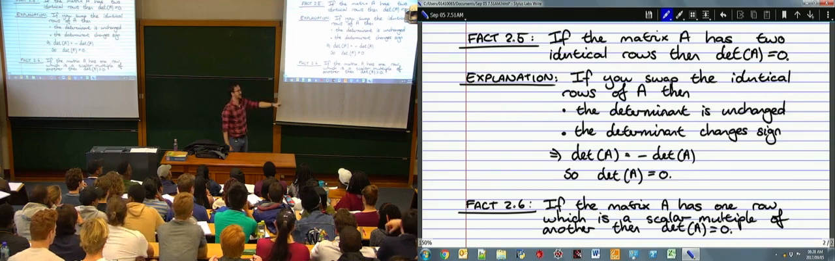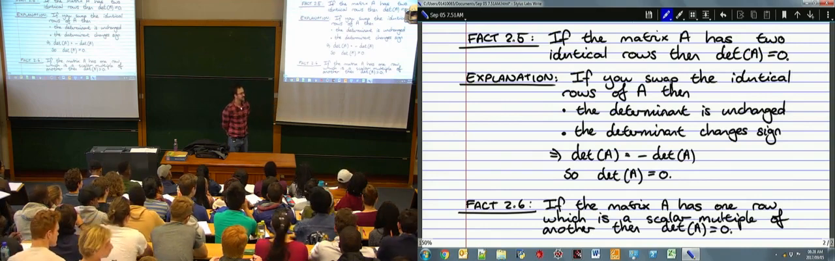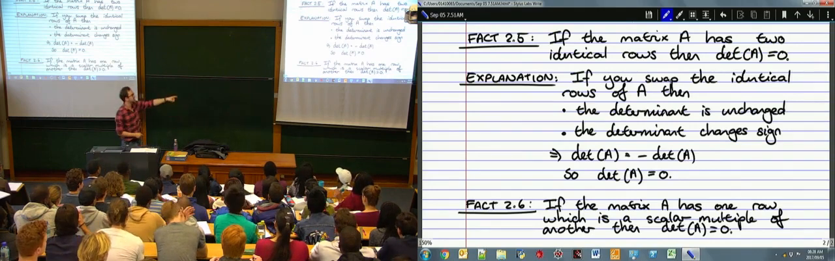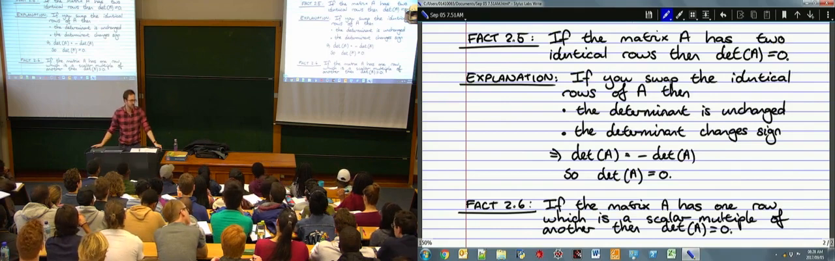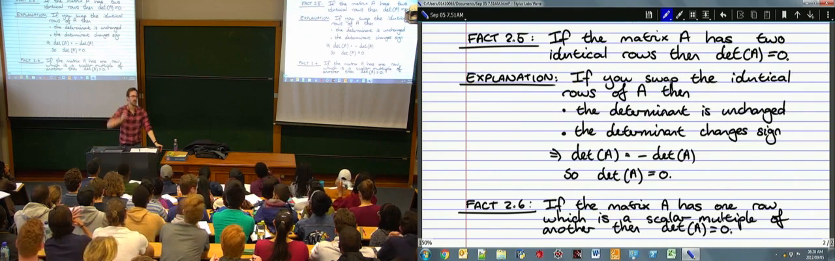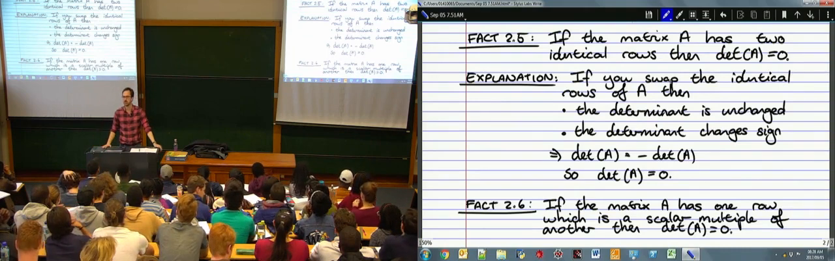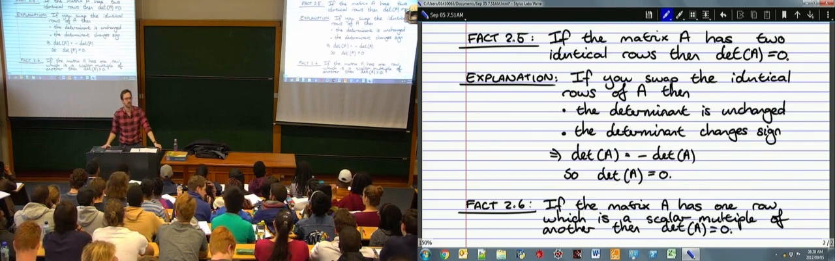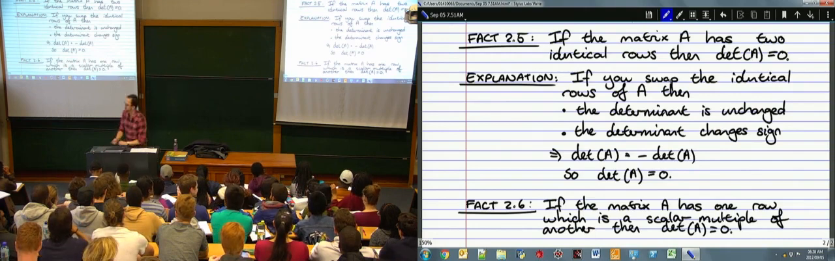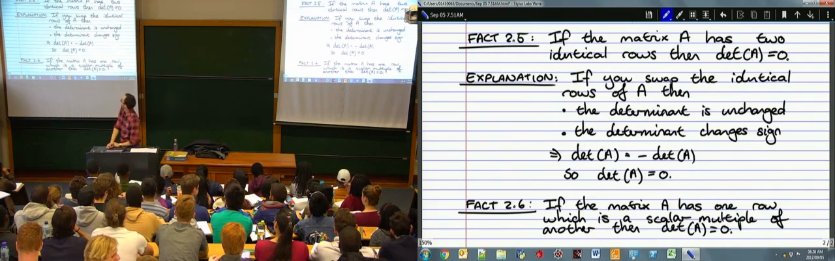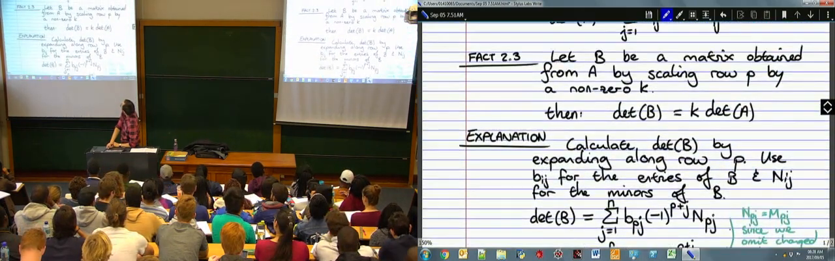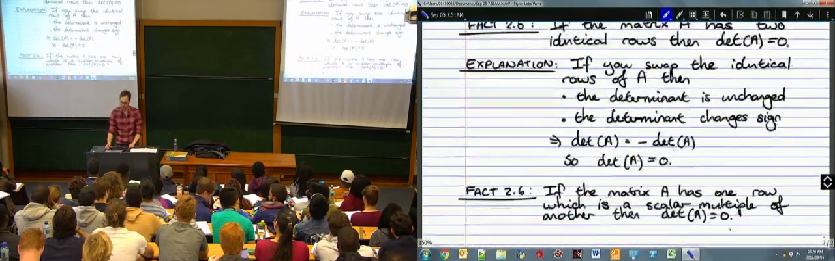But maybe there's a more direct way of seeing it over here. You could scale the one row to be the same as the other. Yeah, that's exactly right. So the suggestion is we scale one of the rows so that it's the same as the other. That introduces a factor of k to our determinant. But now we've got two identical rows, so the determinant is zero. And then you've got to remember to take 0 and multiply it by k, and it's still 0. So this is a consequence of fact 2.5 and fact 2.3. So it follows from fact 2.3 and fact 2.5.